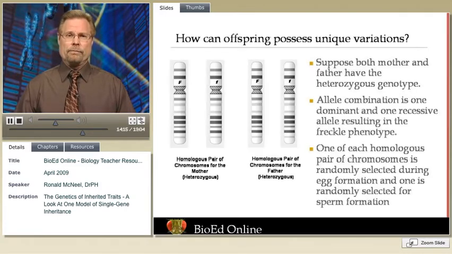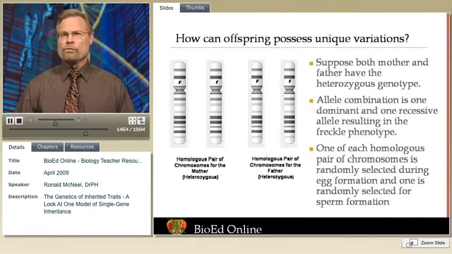How does this happen? To begin, let's suppose that both the mother and the father have the heterozygous genotype. We would write this genotype as one uppercase and one lowercase f. From this information, we know that the allele combination for the freckle gene for both mother and father is one dominant and one recessive allele. According to our model of inheritance, both would have freckles because of the presence of one dominant allele.